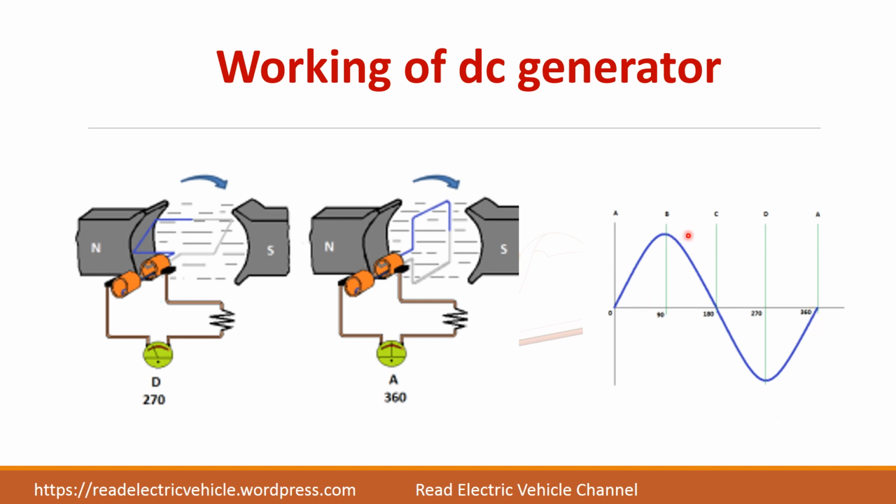So this is how EMF will be generated in the DC generator. The actual generated EMF will be AC. Because of this commutator you will get a DC output.